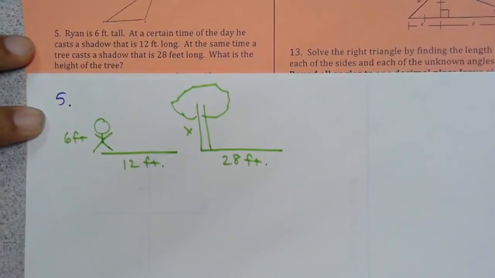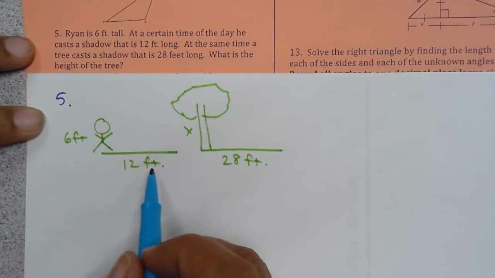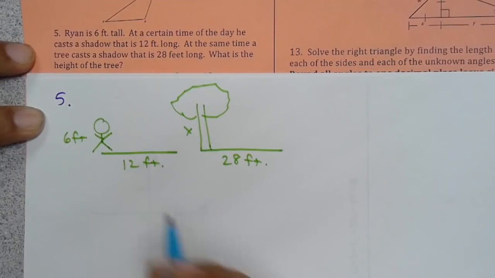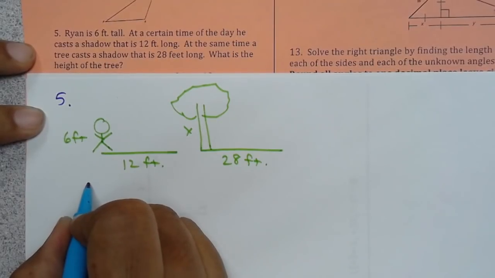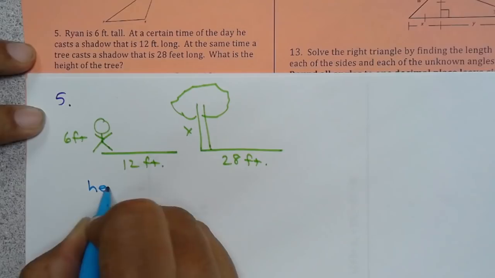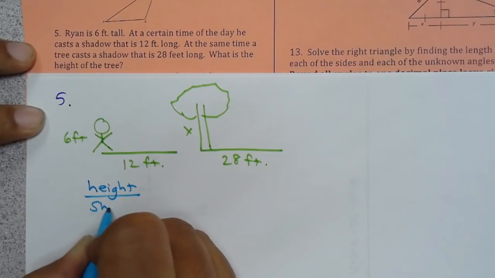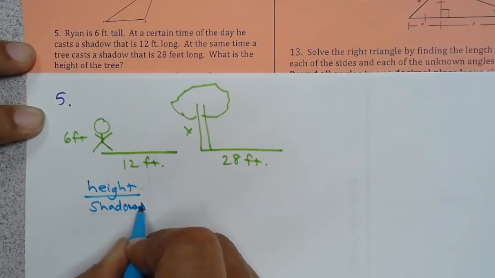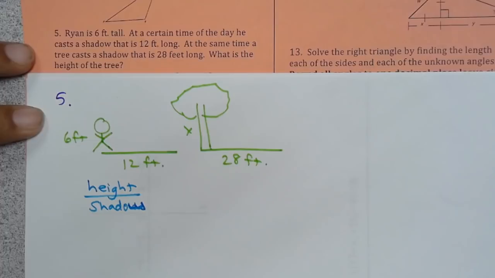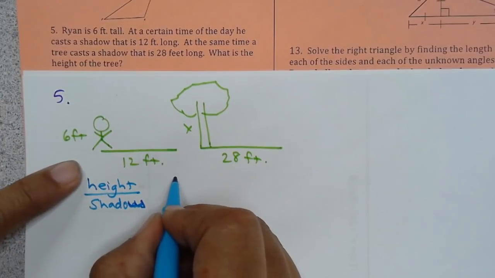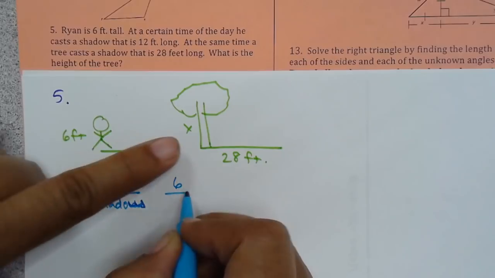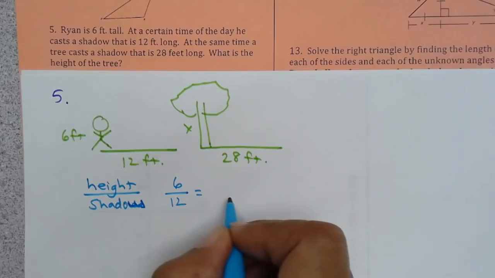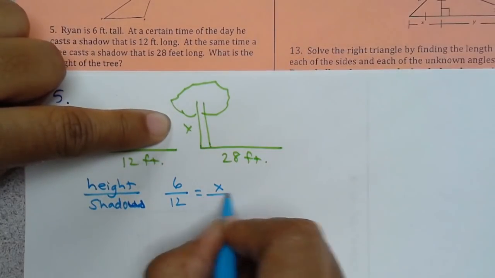All right, if you take a look at the information they gave us, they gave us a height and a shadow. We're trying to find what this height is. So we're going to go ahead and set up a proportion. Since they gave me height and shadow, I'm going to write a proportion of the height to its shadow. You can write shadow to the height. So the height is 6 divided by the shadow, which is 12. That's Ryan's set. Now let's do the proportion of the tree. Height, we don't know, over the shadow, 28.